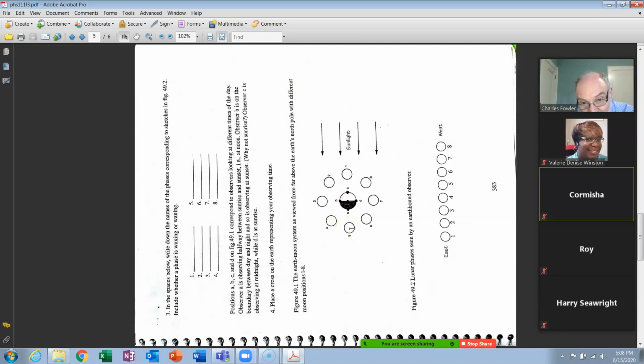Now when you're on the surface of the Earth and you're looking at this moon, you're here on the Earth, you're looking at this moon, what do you see?